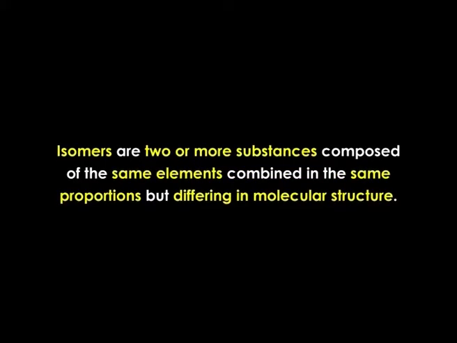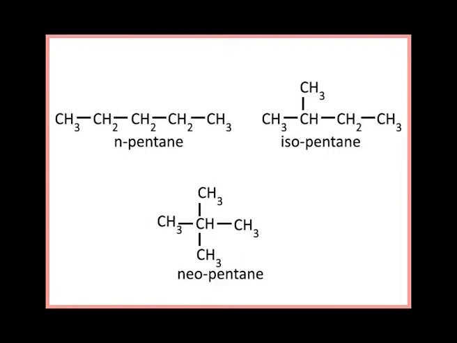Now, moving on to the next segment, that is the isomerism in fats and oils. First of all, we should know what isomers are. Isomers are two or more substances composed of the same elements, combined in the same proportions but differing in molecular structure. For simplification, the example of n-pentane is given with its different isomers having the same carbon and hydrogen but differing in molecular structure.